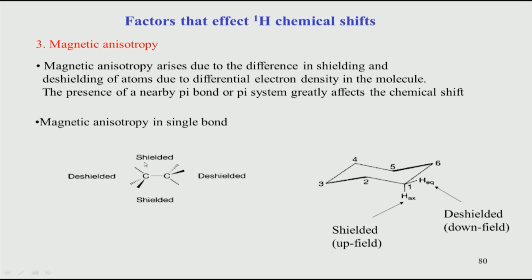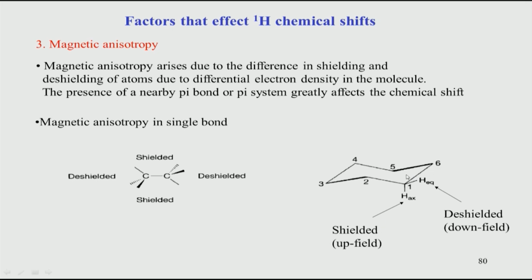So, the idea is that depending on which side of the bond the hydrogen atom is located, it will either appear downfield shifted, if it is here, or upfield shifted, if it is there. This is shown here in this example in a cyclohexane. You can see that this equatorial hydrogen atom comes in the deshielded region of this particular carbon-carbon bond, but this axial hydrogen comes somewhere in this region if you look at this particular carbon-carbon single bond, and because of that it now appears upfield shifted.